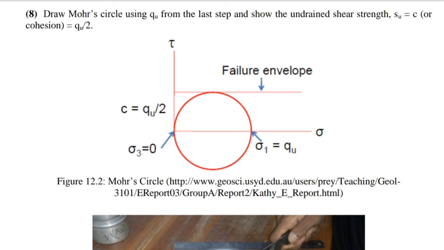8. Draw a Mohr circle using qu from the last step and show the undrained shear strength su, or cohesion c, equals qu by 2. Figure 12.2, Mohr circle.